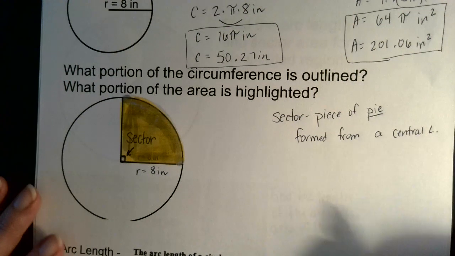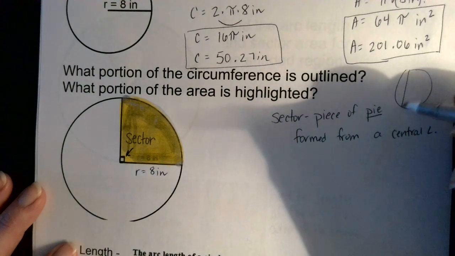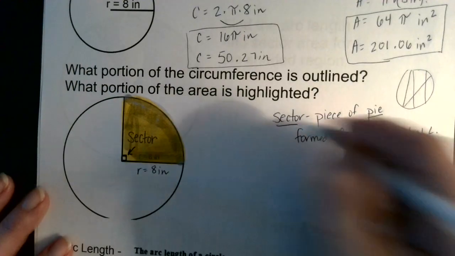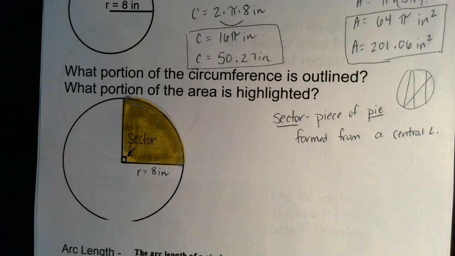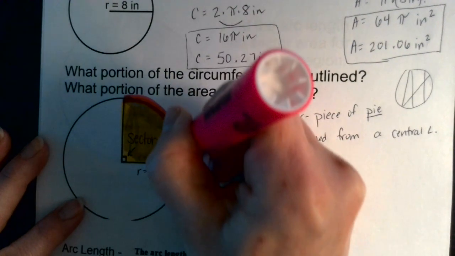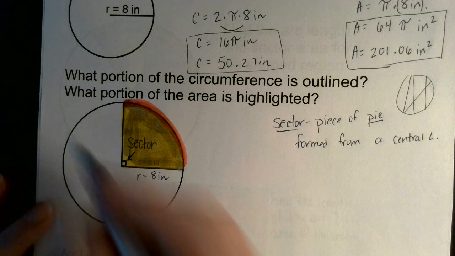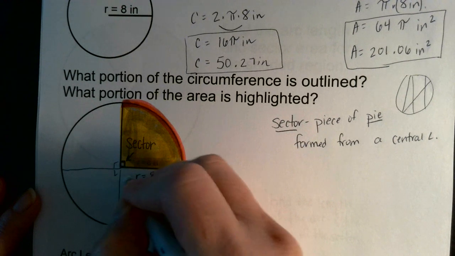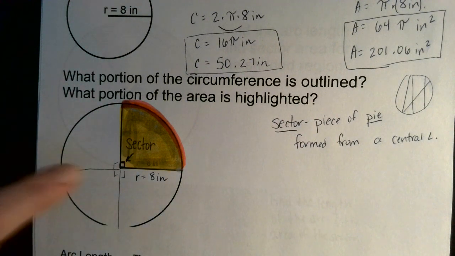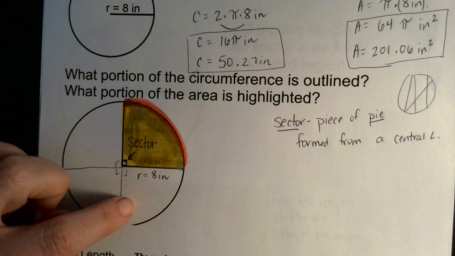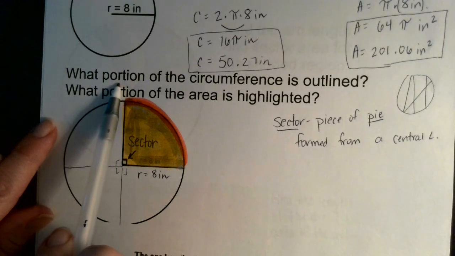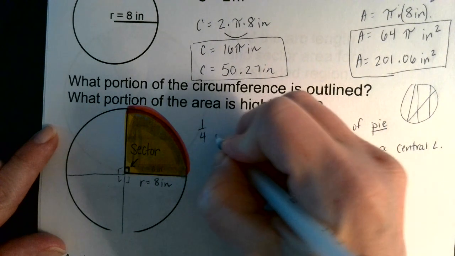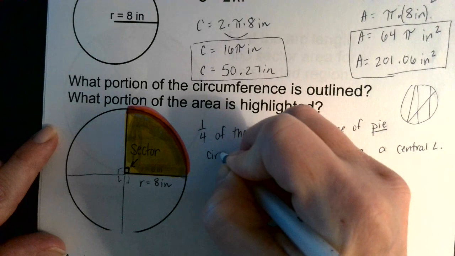All right, so I'm not going to look at one of those pizzas where you eat a piece like this or you take the squares. No, it's got to be from a central angle. So if I look at this sector and this arc length, I can make 4 equivalent central angles from this and have 4 equal sectors. So if I'm looking at what portion of the circumference is highlighted versus the whole circle, this is 1/4 of the circumference.